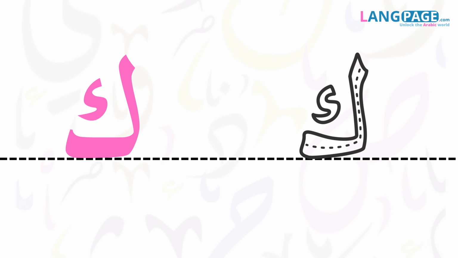Now let's see how to write the letter Kaf. As usual, here is my basic line, and then I start with the straight line, stretch to the left, and the curve. Above that, I will do the Hamza. Hamza is like C with the little tail.